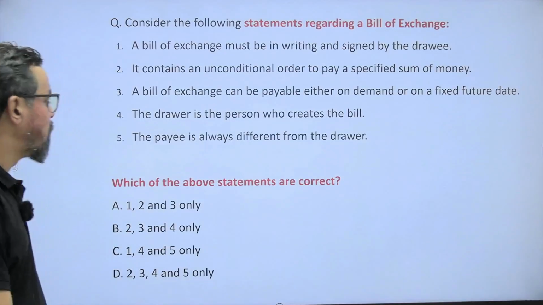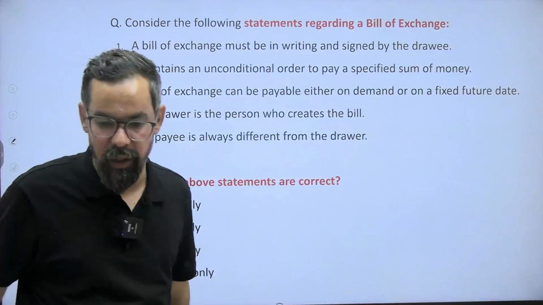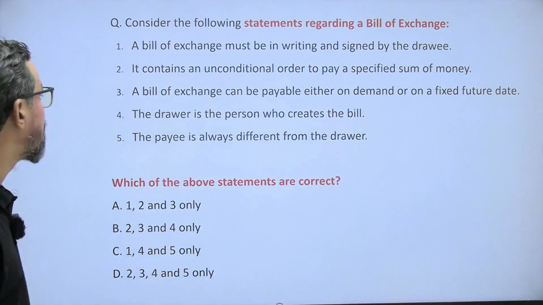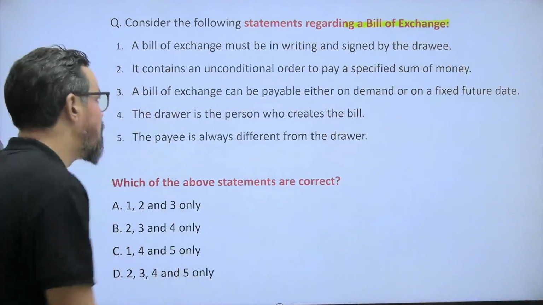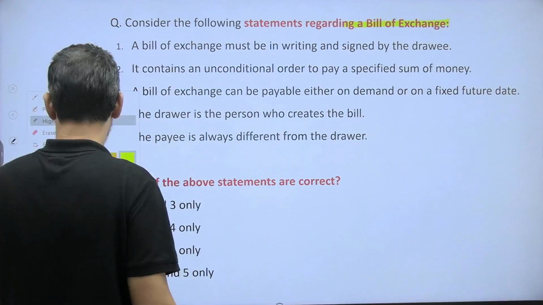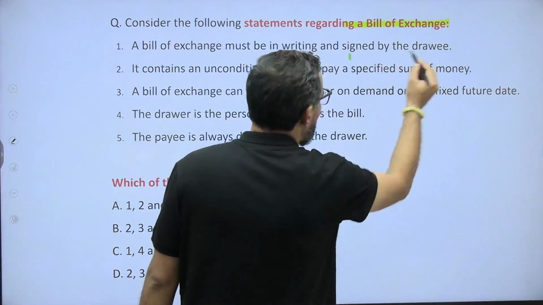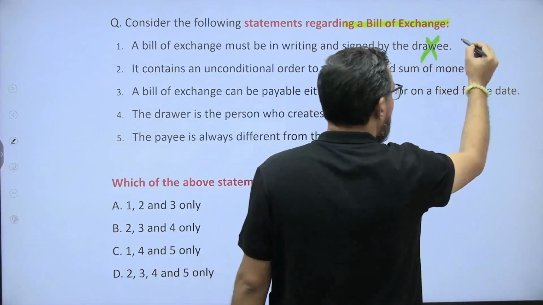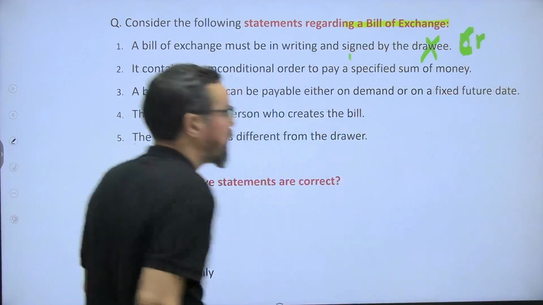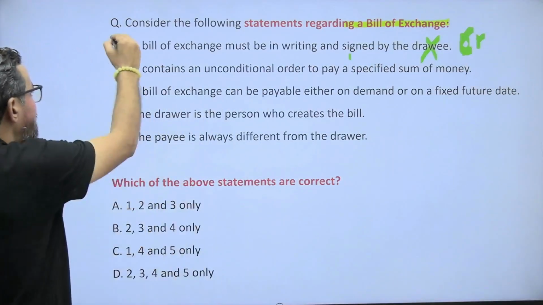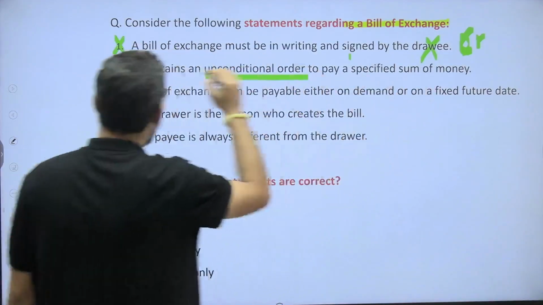Correct? Chalo. Now we will be practicing some PYQs as well as some expected questions based on this particular unit. First question: statements regarding bill of exchange that are correct. A bill of exchange must be in writing and signed by the drawee. No, it is wrong. It should be the creditor. Creditor means drawer. So statement A is wrong. It contains an unconditional order to pay a specific sum of money.